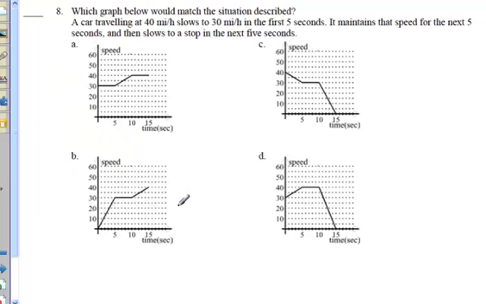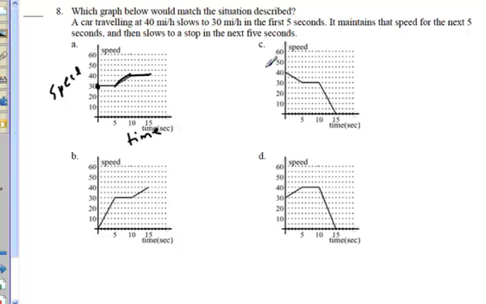Which graph below would match the situation described? So I'm traveling 40 miles an hour, slows to 30 in the first 5 seconds. It maintains that speed for the next 5 seconds and then slows more in the next 5. All right, well, let's look at our graphs. Okay, right here is speed. Right here is time. So right here off the bat, this car starts at 30 miles an hour, maintains the same speed, then speeds up to 40, and then maintains the same speed. Well, that's not what this one said.